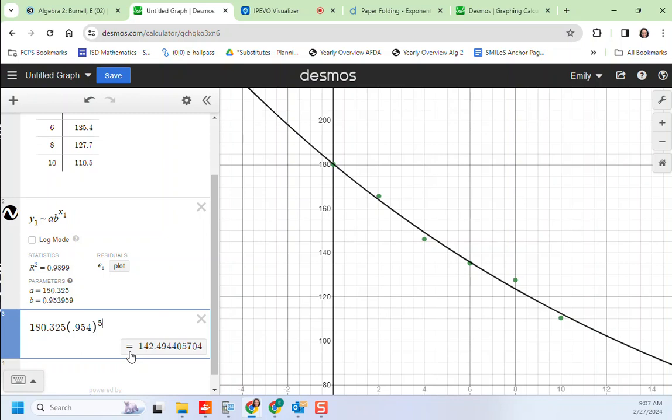Okay, so I'm getting about 142.5 degrees. Did you guys get that? About 142.5 degrees?